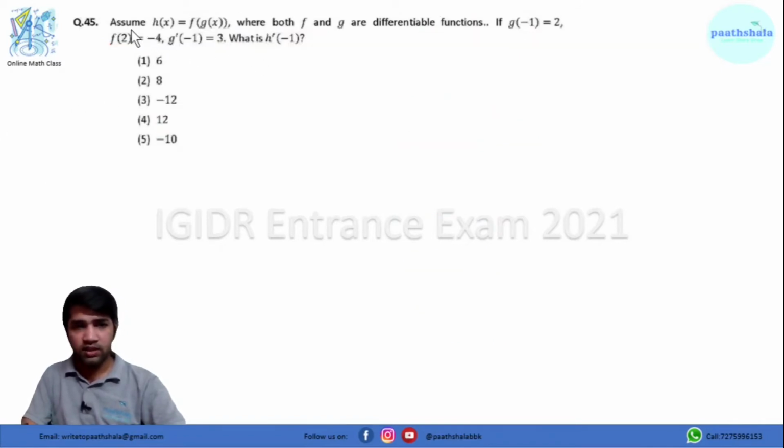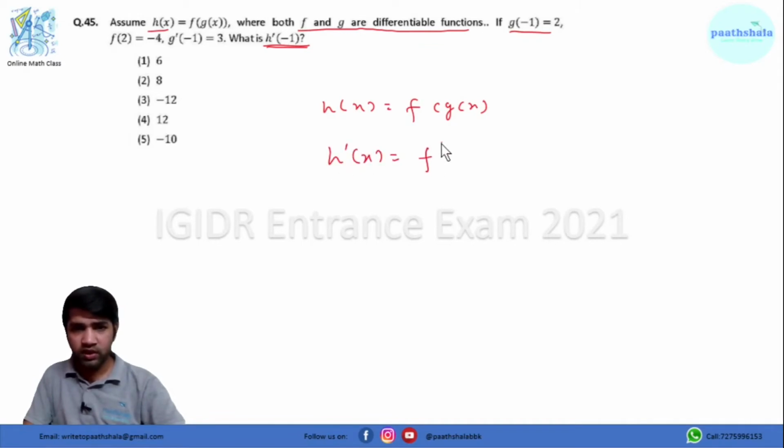Here it says assume h(x) equals f of g(x), where f and g both are differentiable functions, and these are some conditions. Now we have to find the value of h dash minus 1. So h(x) is given as f of g(x). In order to find h dash x, this will come out to be f dash g of x into, by chain rule, g dash x. Now put h dash minus 1, this will come out to be f dash g of minus 1 into g dash minus 1.